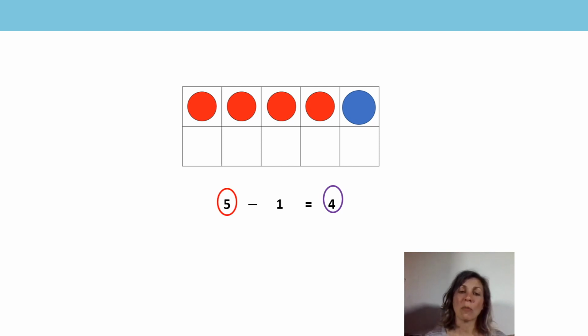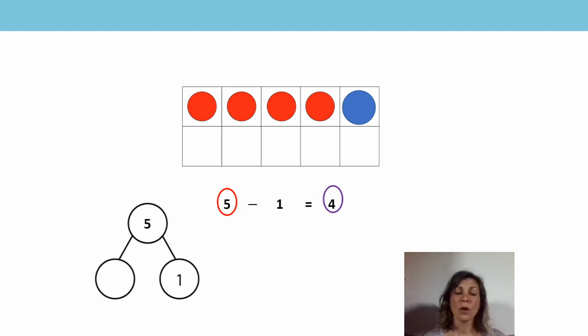I can also represent this problem using a part-part whole model. What would go in the missing part? That's right, it would be the 4. What does the 4 represent? Yes, the 4 red counters. And what does the 1 represent? The one blue counter. And what does the 5 represent? Yes, the 5 counters all together.